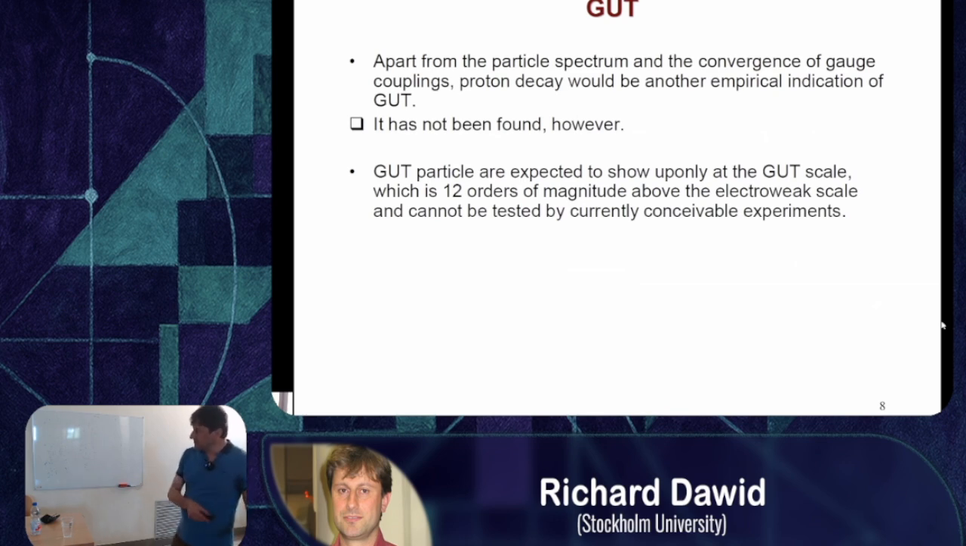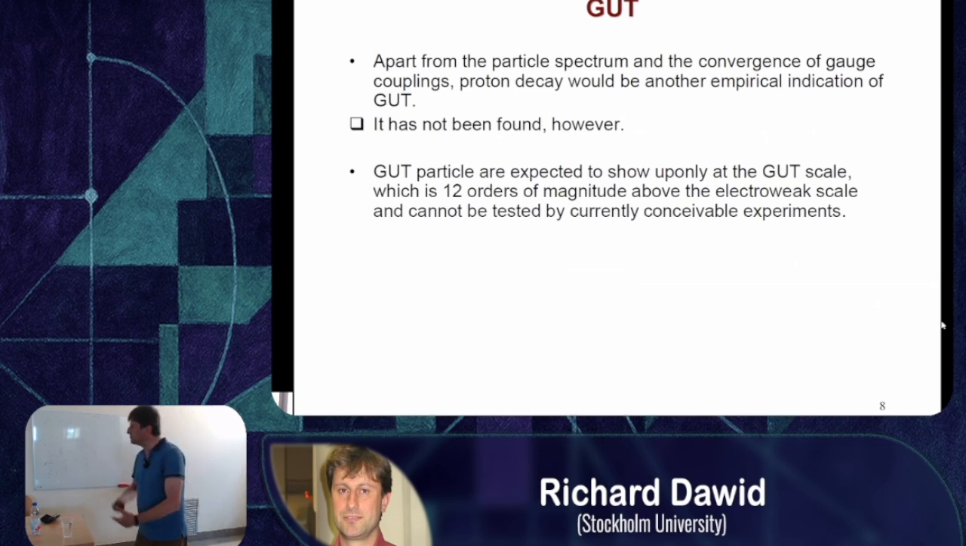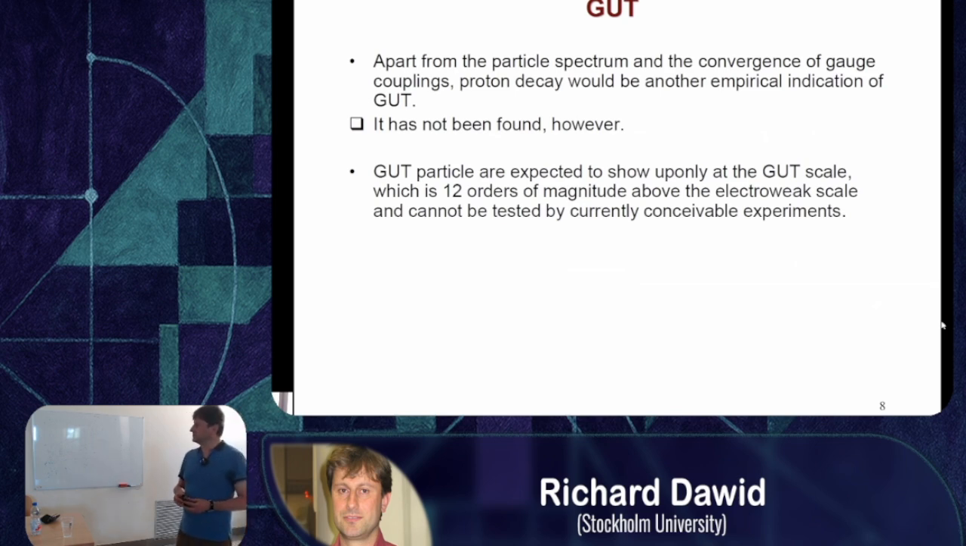GUT particles themselves, so the discovery of the highly massive particles that are added by grand unified theories, would only show up at the GUT scale, which is very close to the Planck scale. So no conceivable experiments could discover them.